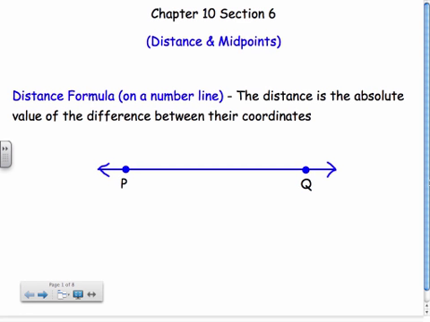First things first with the distance formula. If it's on a number line, it's pretty straightforward. All it says is the distance is the absolute value of the difference. So for example, let's say P is at -3 and Q is at 8.